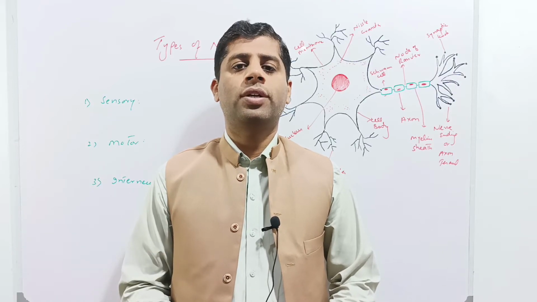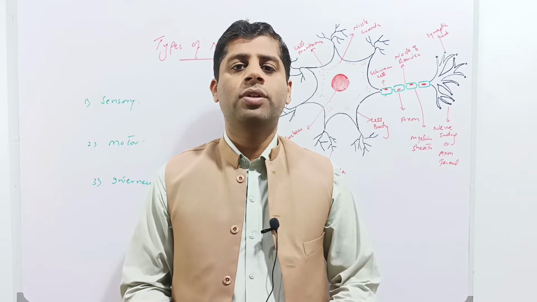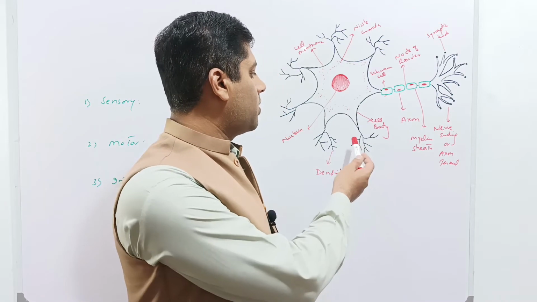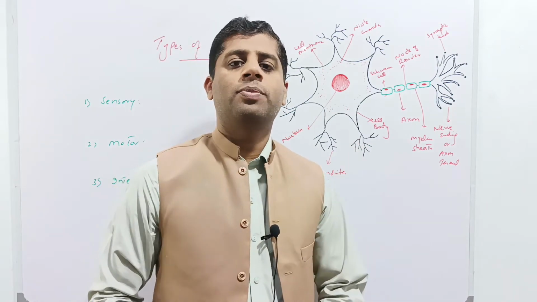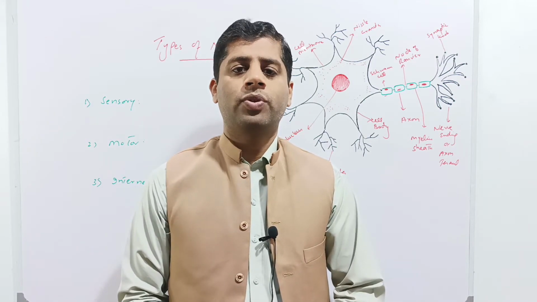Neuron is basically a structural and functional unit of nervous system. It is an excitable cell which transmits the nerve impulses across the body, and there are about 86 billion neurons in the human body. This is the structure of a typical neuron which we had studied in our previous lecture, the link of which is given in the description box. But today we will discuss the types of neurons.